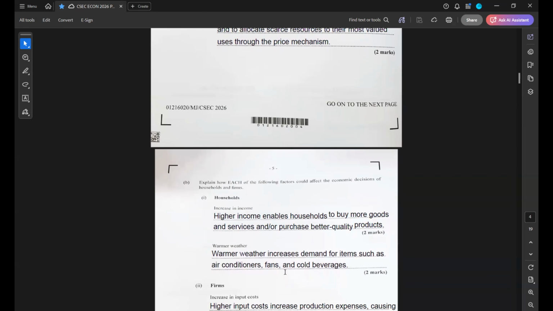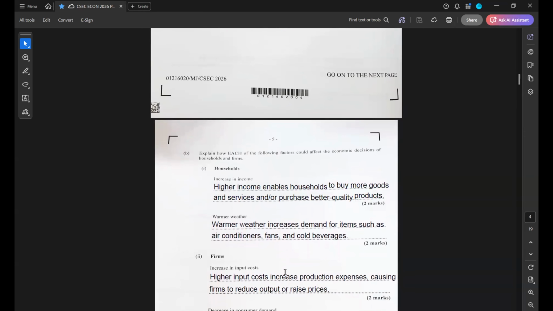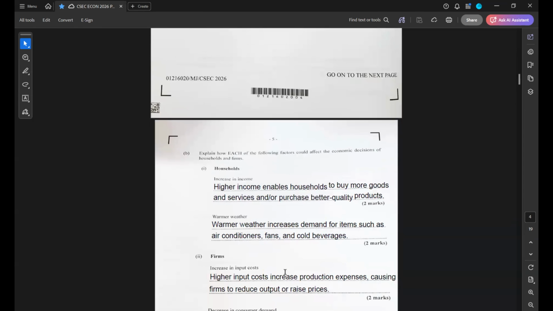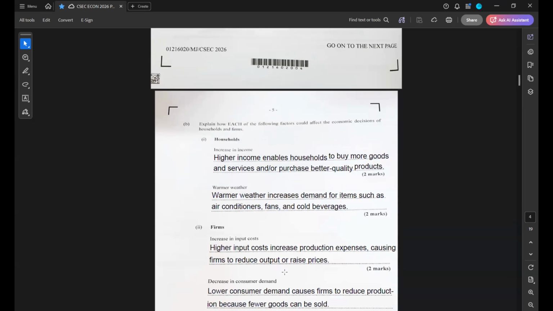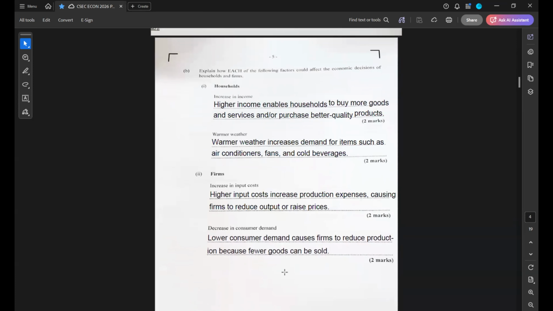Firms, increase in input costs. Higher input costs increase production expenses, causing firms or businesses to reduce output or raise prices, because again, they want to secure their profit margins. Decrease in consumer demand. Lower consumer demand causes firms to reduce production because fewer goods can be sold.